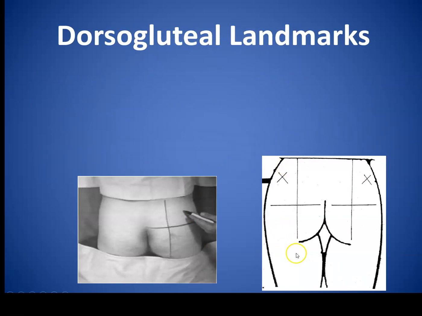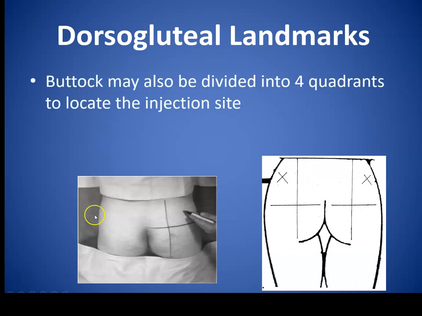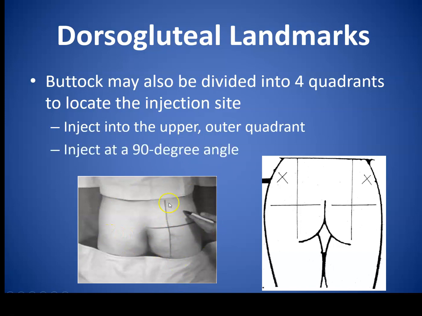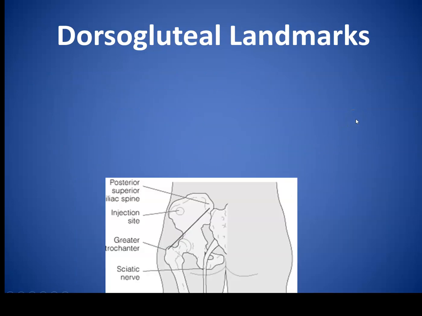So you're going to basically divide the gluteus into 4 quadrants by drawing 2 imaginary lines. Okay, so you're going to draw a line splitting it in half vertically, and then a line splitting it in half horizontally. And your injection site is going to be in the upper outer quadrant. See here, we have an X here or an X here. And of course, you're going to insert at a 90-degree angle.